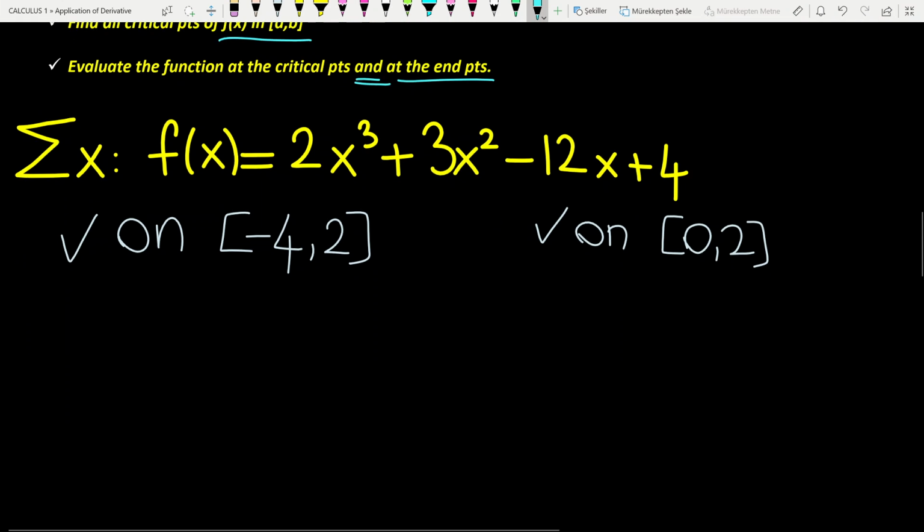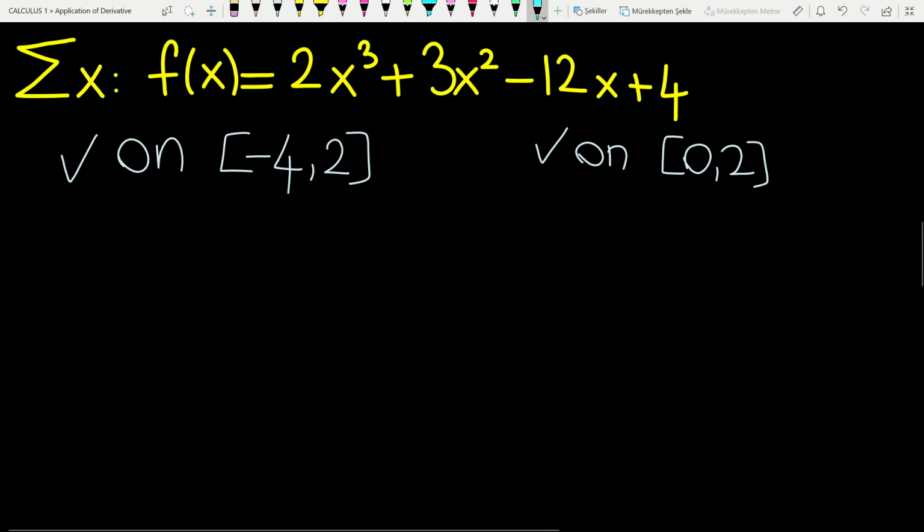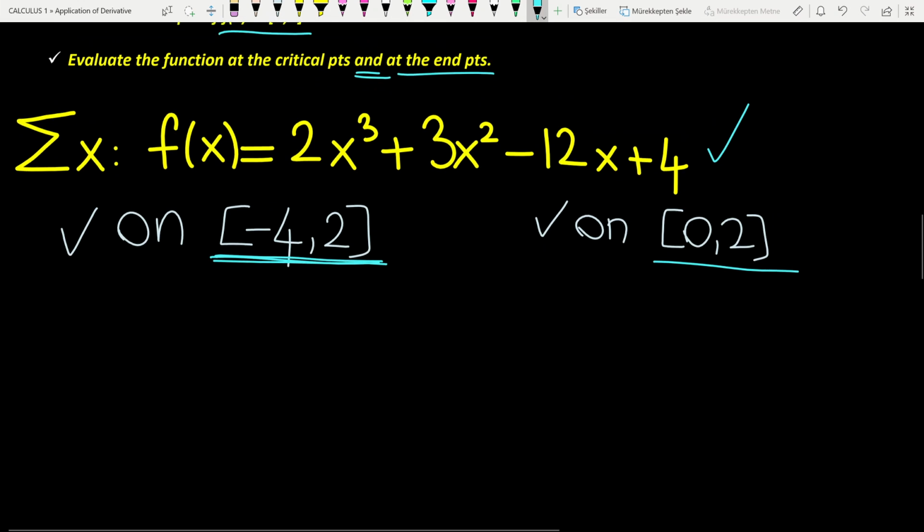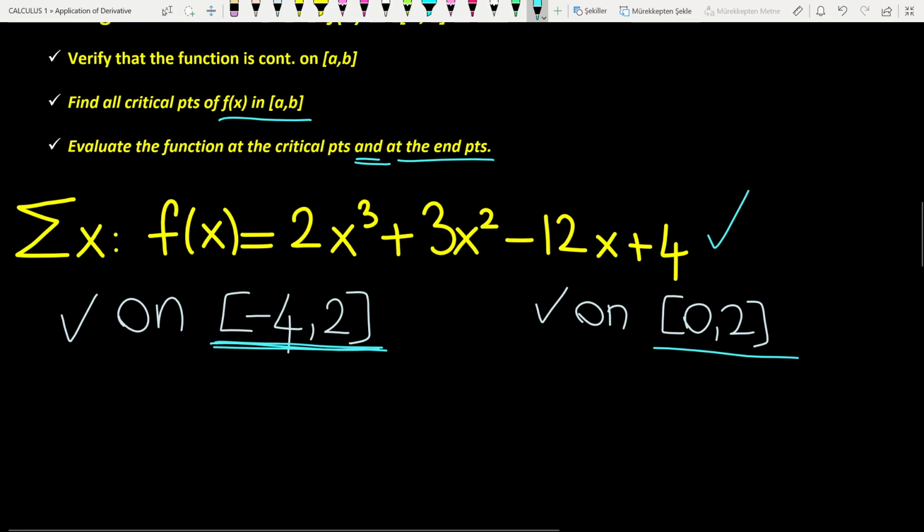Now let's look at this example. A polynomial is given here. Two different domains are given. Let's first focus on the first domain. Let's look at the strategy again. Verify that the function is continuous. Yes, the function is continuous since it is a polynomial, no problem.